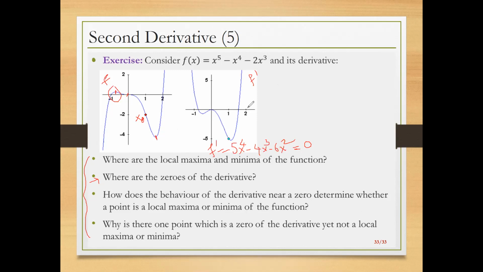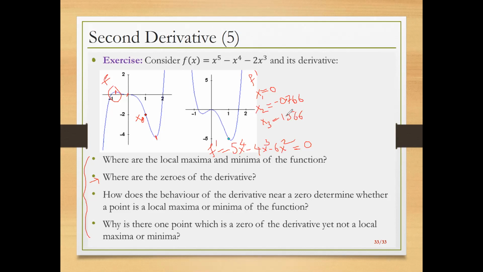I have solved this for you. You would get x equal to 0, 1, and let's call this x1. x2 would be minus 0.66, and x3 would be 1.566.